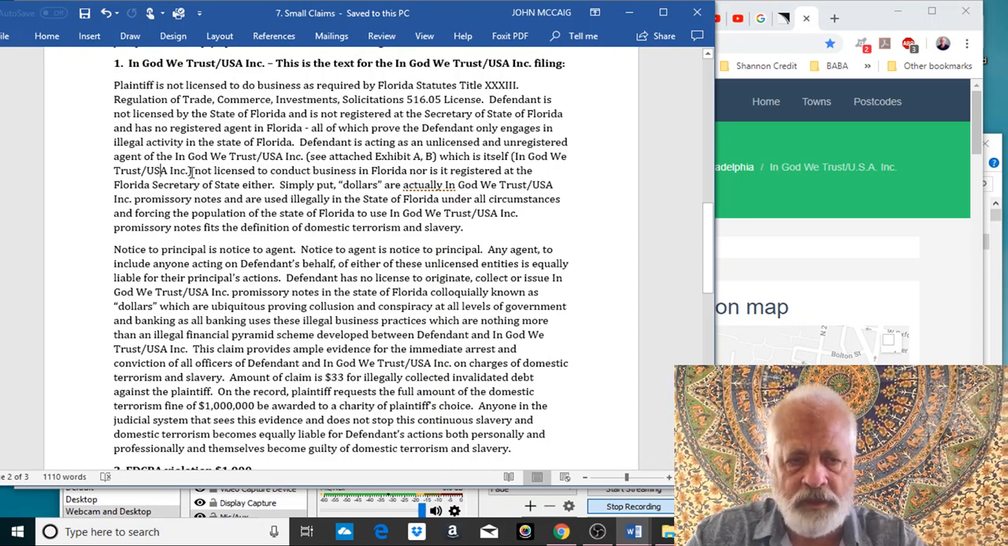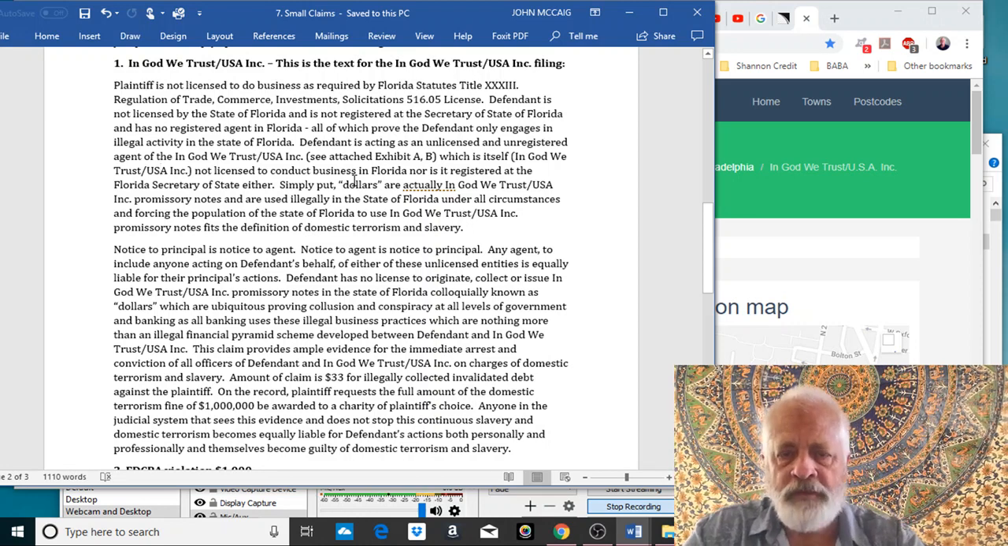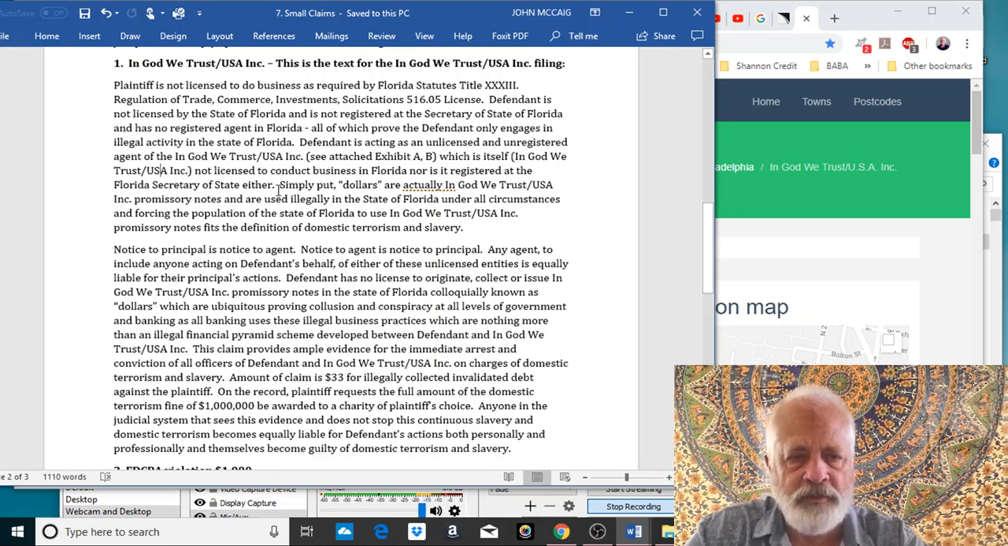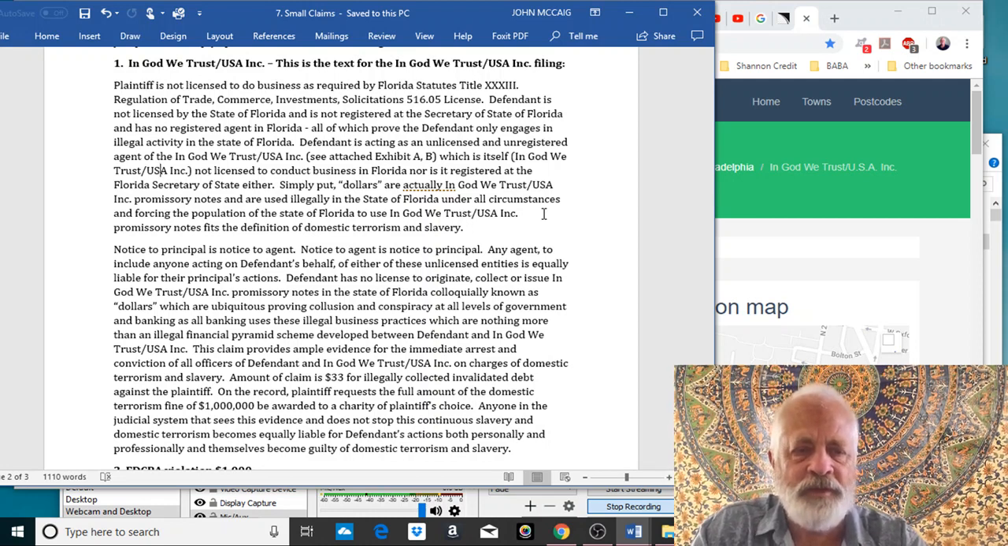Here we are again, okay? The In God We Trust USA Inc., that itself is not licensed to conduct business in Florida, nor is it registered at the Florida Secretary of State either. Simply put, dollars are actually In God We Trust /USA Inc. promissory notes and are used illegally in the state of Florida under all circumstances. And forcing the population of the state of Florida to use In God We Trust USA Inc. promissory notes fits the definition of domestic terrorism and slavery. Pretty straightforward. You aren't licensed to do business here, yet you make everyone do business with you. That's domestic terrorism. That's what that is.